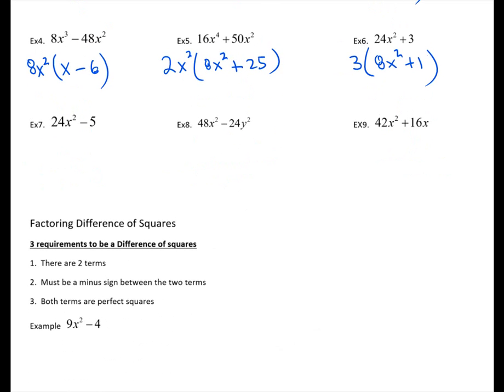So I talked about difference of squares earlier, right? Difference of squares, they are a special type of binomial. It's a special binomial.